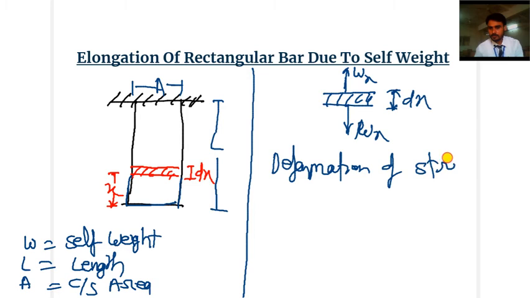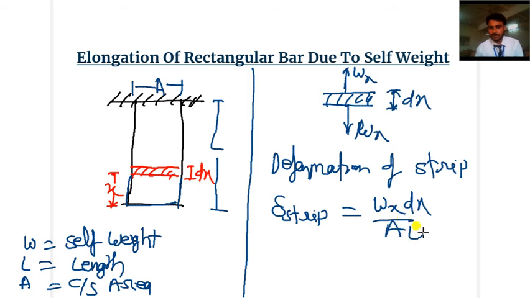Okay, so the deformation of the strip, del strip. The axial deformation is PL by AE. Here P means Wx, and L means dx, divided by A. A is the same throughout the length, AE. The standard formula is del L equal to PL divided by AE. P means Wx, L means dx, the length of the strip is dx, A is the area, and E is the modulus of elasticity.